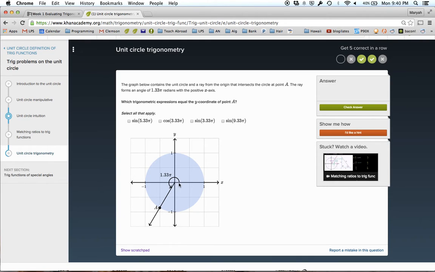Let's see. They're telling you that this angle is 1.3 pi. Which trigonometric expression equals the y value of point A? So we could do the sine of 1.33 pi. That's not there. But I know that every time I go around the unit circle once completely is 2 pi. So if I add 2 to this 1, then that would give me 3.35.